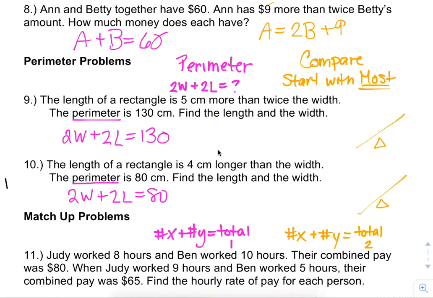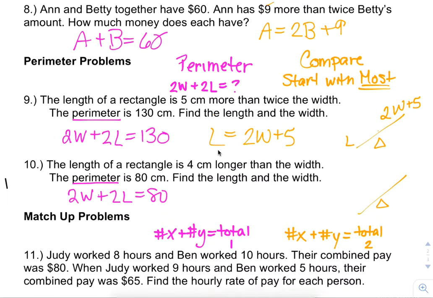All right, so on problem 9, it says the length of a rectangle is 5 more than twice the width. Well, we just knew how to do 9 more than twice Betty, so let's do the same thing. The length is more than the width, so the width is up high. In order to balance it out, I have to put more with it. So I'm going to do twice the width and then 5 more than that. My equation is L equals 2W plus 5.